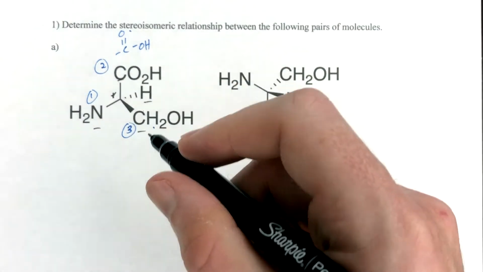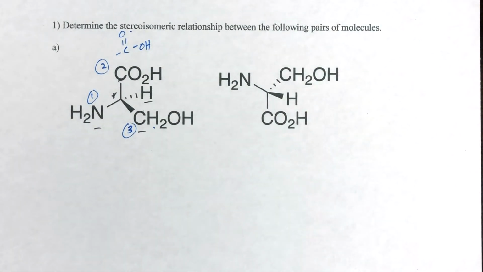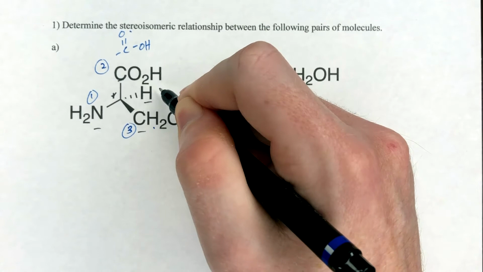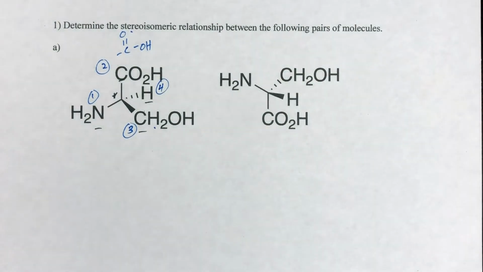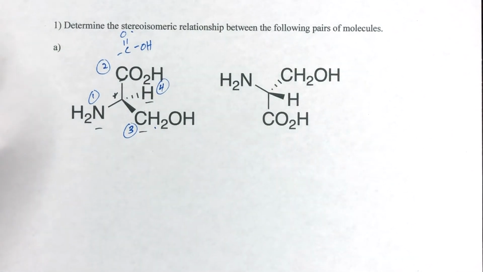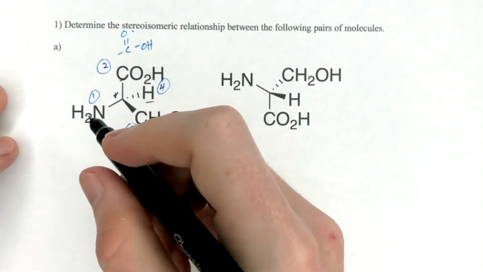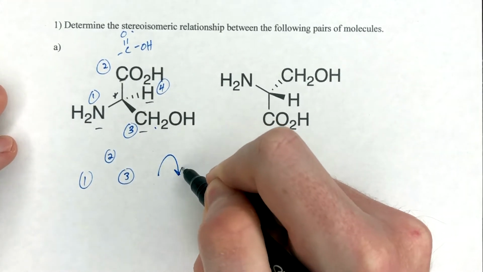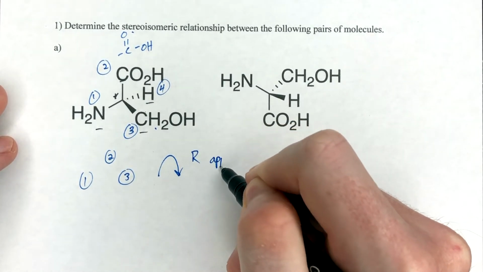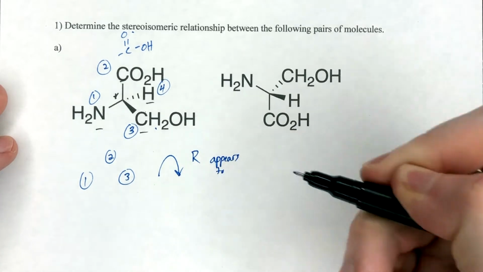Then, or rather the lowest among the ones that we need to concern ourselves with, because the lowest possible priority is the hydrogen. And when the hydrogen is in the back like this, our problem solving is a little bit easier. So how I go about this is, first, you should determine how the structure appears. Determine R and S based on the way that it looks. So in this case, we have 1, 2, 3 like this. That appears to be R, right? And this is very important: it appears to be R.